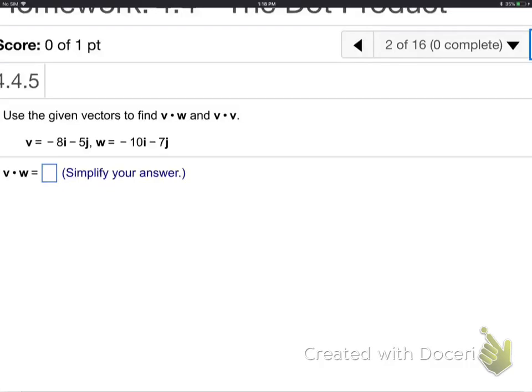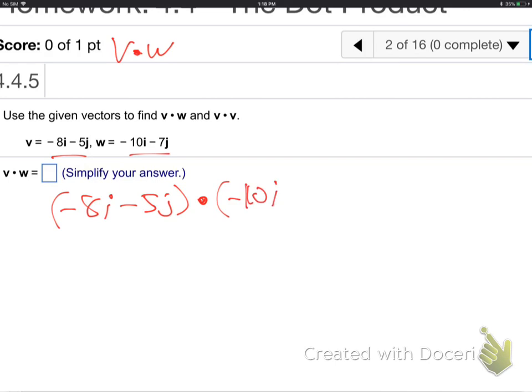So try that one. So V dot W. We're doing the dot product with vector V, vector W. Minus 8i minus 5j dotted with minus 10i minus 7j. Dot those together. See the dot product.